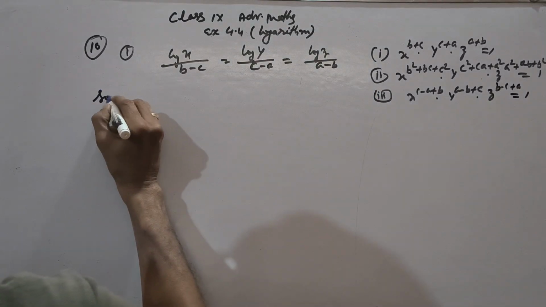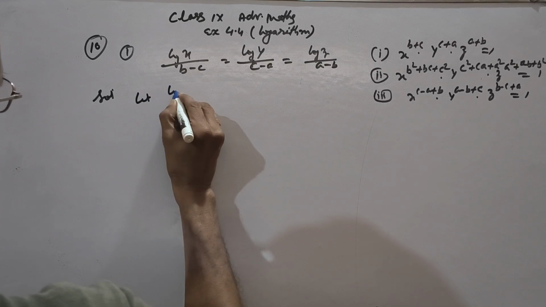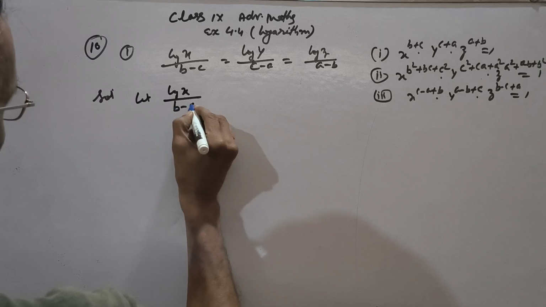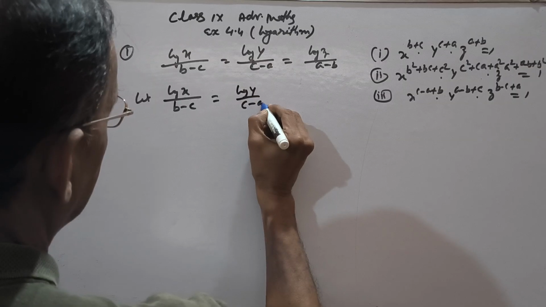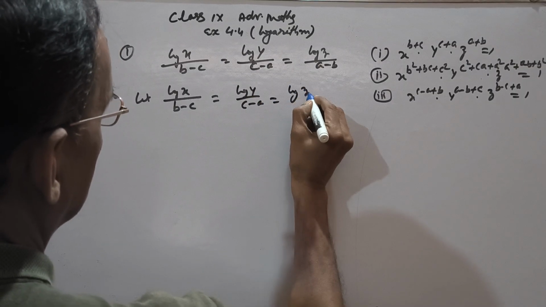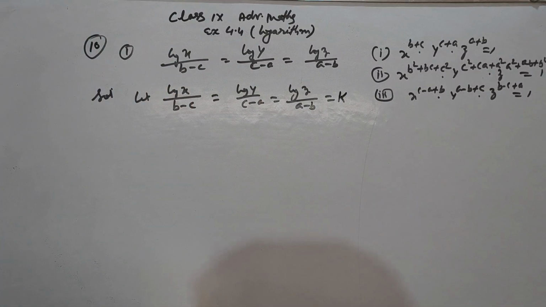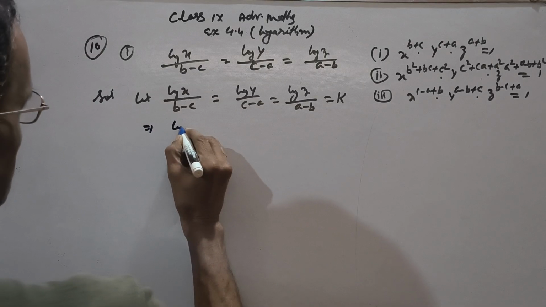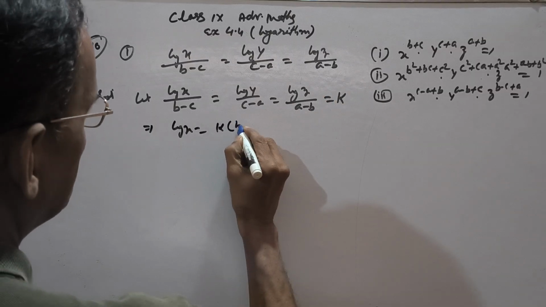So start the solution. See, these three are equal, so we can take log x by b minus c is equal to log y by c minus a is equal to log z by a minus b equal to k. These three are equal, no? So we can take it as k. So what will we get? Log x equal to k into b minus c, by cross multiplication.